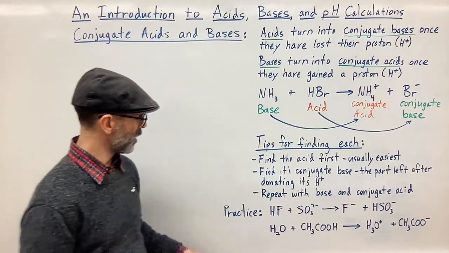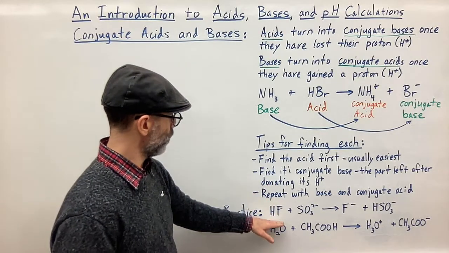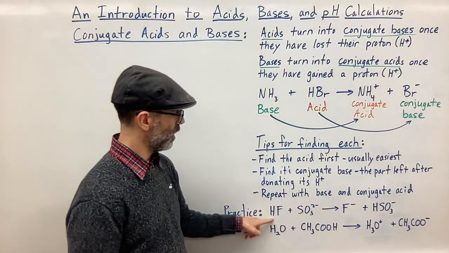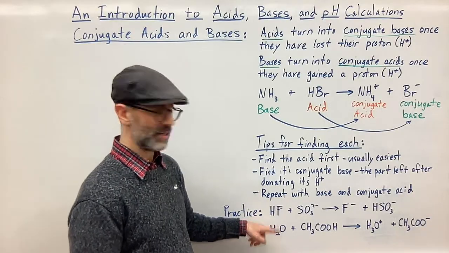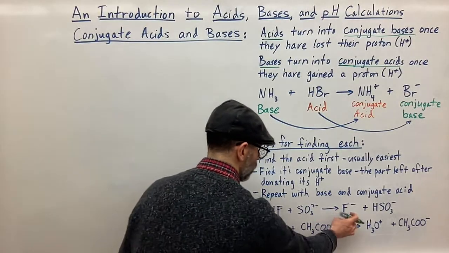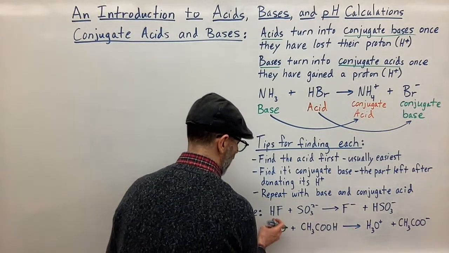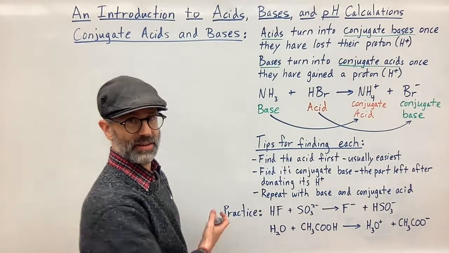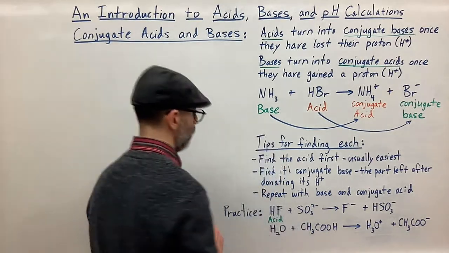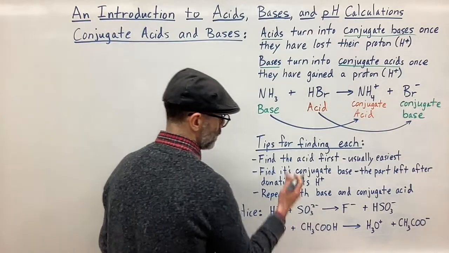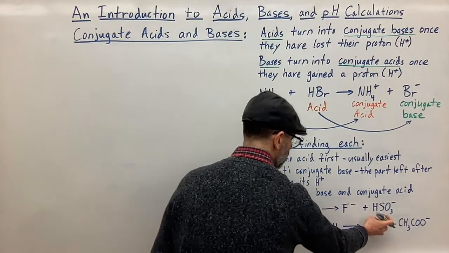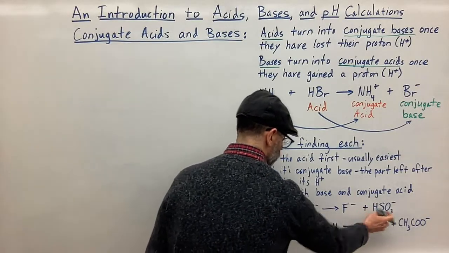Okay, so here, the first one I have HF and I have SO3 2 minus. I see that there's a hydrogen here, so I'm going to identify this as the acid. Here we have the acid on this side. You can see that this one has F minus, it lost the H, so that also indicates that this must be the acid. And then SO3 2 minus must be the base. You can see over here that it accepts the hydrogen, because now we have HSO3 on this side.